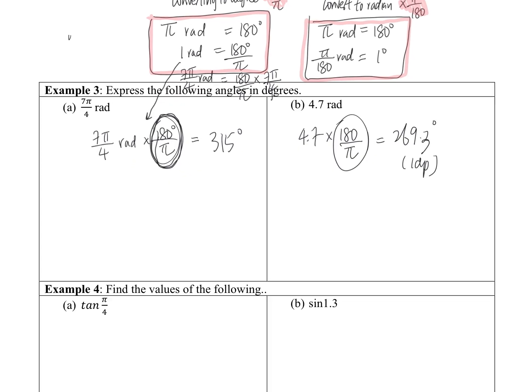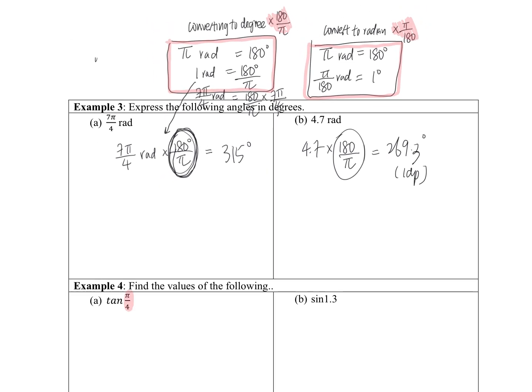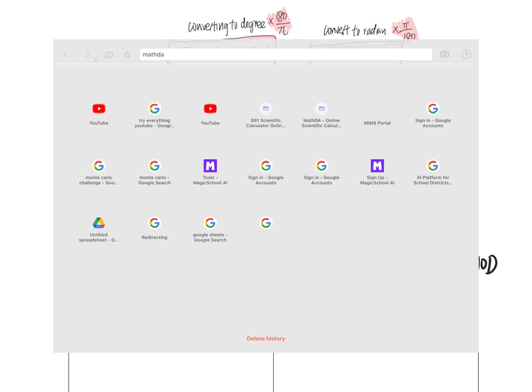Now the highlight. When you see angles with sine, cosine, tangent, and the angle they put there doesn't have a degree symbol, take note: your calculator now has to be changed to radian mode. Your calculator has to be changed to radian mode.